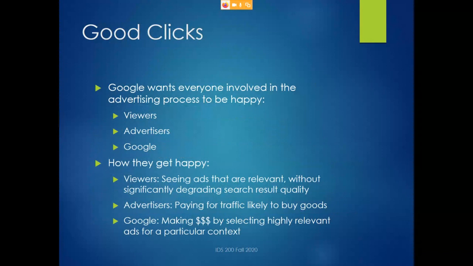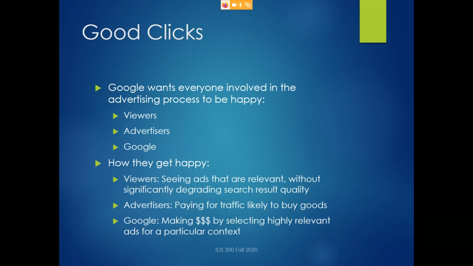Okay. Now, what does Google want? Google wants everyone involved in the advertising process to be happy. How are they happy? Well, viewers are happy if they see ads for products that are relevant to them, things they might actually want to buy. Advertisers are happy if people click on the ads and go to their site and hopefully eventually buy something. And Google, of course, is happy if they make bags and bags of money. So how they get happy, again, if Google can show ads that are relevant without dragging down search result quality or completely making it difficult to see where the search results are, then viewers are happy. They know Google search is a free service. Yeah, there's going to be some ads along with that.